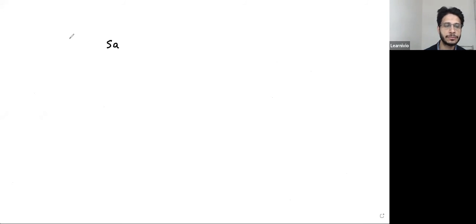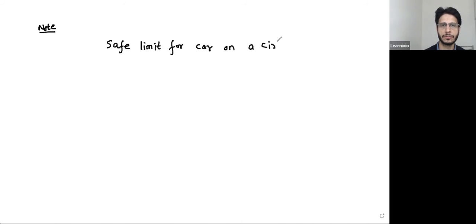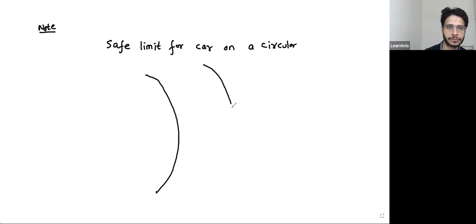In the next section, you're supposed to calculate the safe limit for a car on a circular turn. So this is a real life application. Say you have a circular turn. If you have noticed, on a circular turn, usually the speed limit is mentioned.